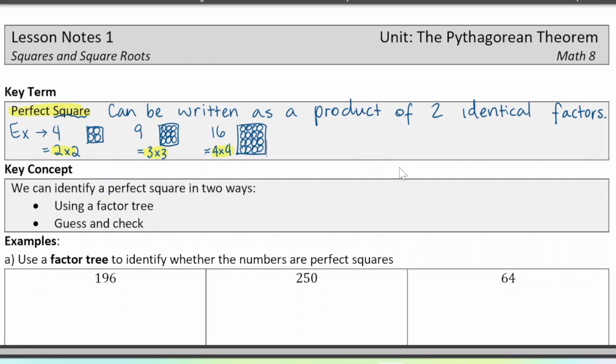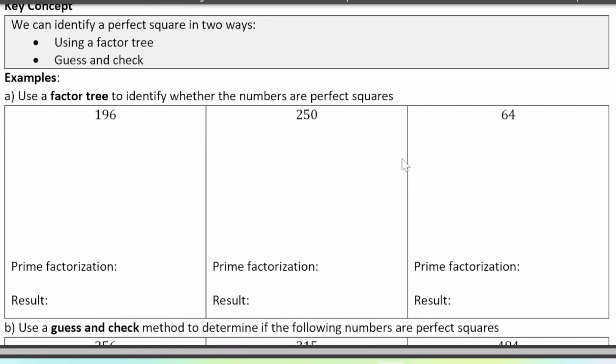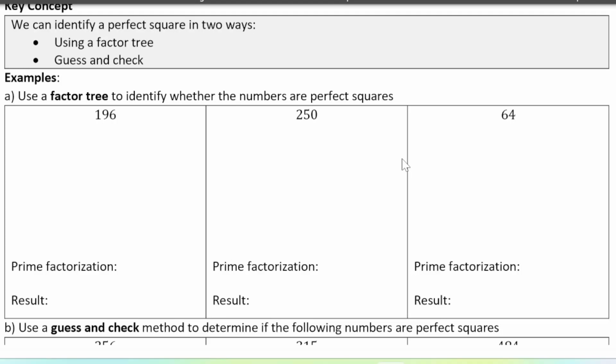Okay, we're going to learn 2 ways of checking if a number is a perfect square or not. First thing we're going to do is do a factor tree. I'm going to just do the first 2, and then I'm going to leave you to do the second one, and then same with the guess and check. Okay, so 196. When you're making a factor tree, you're trying to find factors of 196.